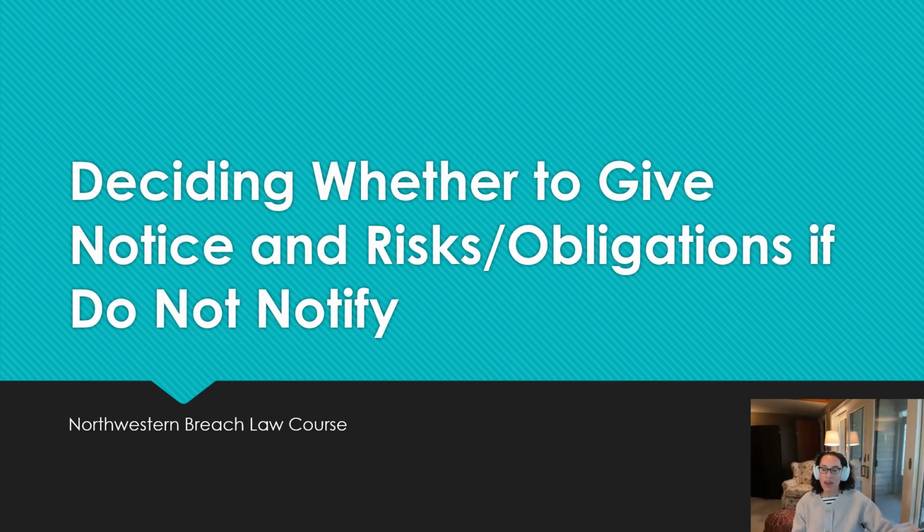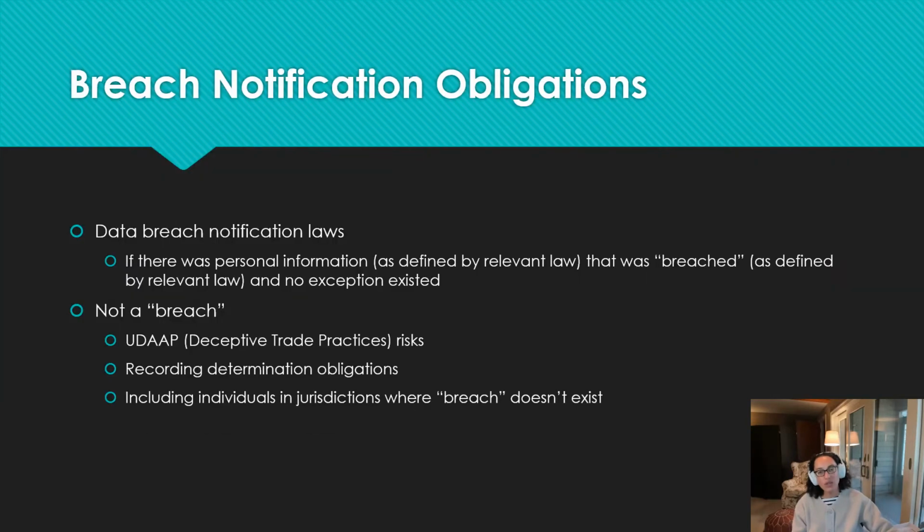Today, you were reading about some issues that have to do with notifying if you don't have to notify. So a few points on that. Remember that data breach notice obligations are triggered under the data breach notification laws if, as we've talked about, there was personal information as defined by relevant law, which I also call triggering information. So information that if breached would trigger a duty to notify. And the fact pattern constituted a breach. So a breach is defined by the relevant law. Remember, there's access, acquisition, access or acquisition, both, etc., and that no exception existed. So encryption, no likelihood of harm, those kinds of things.